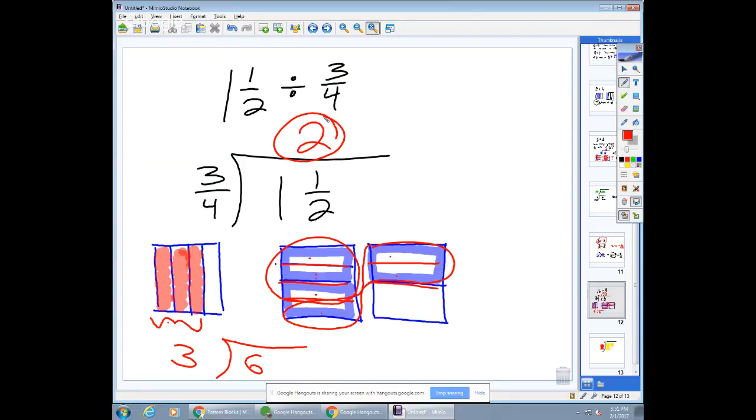I'm going to do it again with pattern blocks. Yes, you were wrong. It's a good guess, though. I'll come look at it. Hang on. Let me come look.